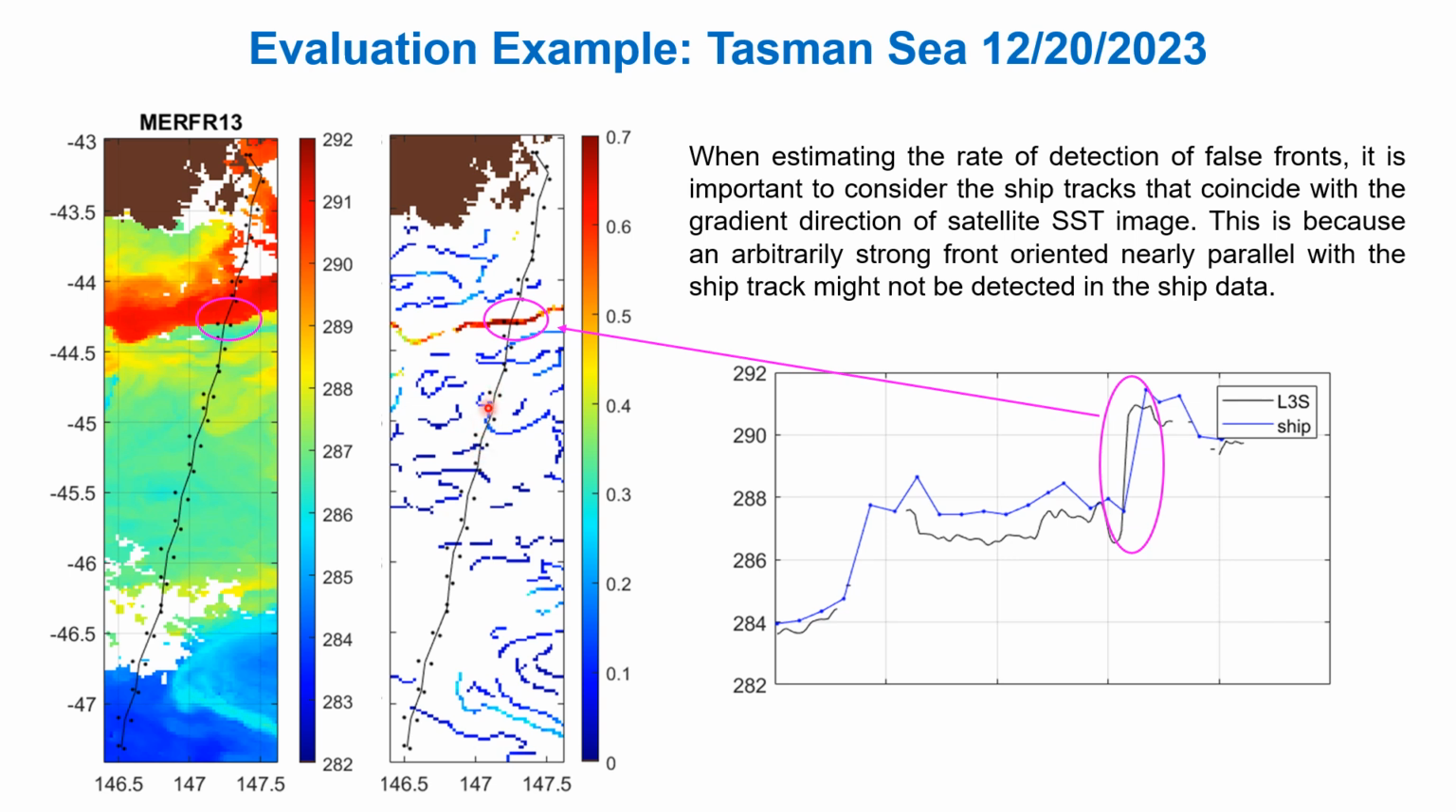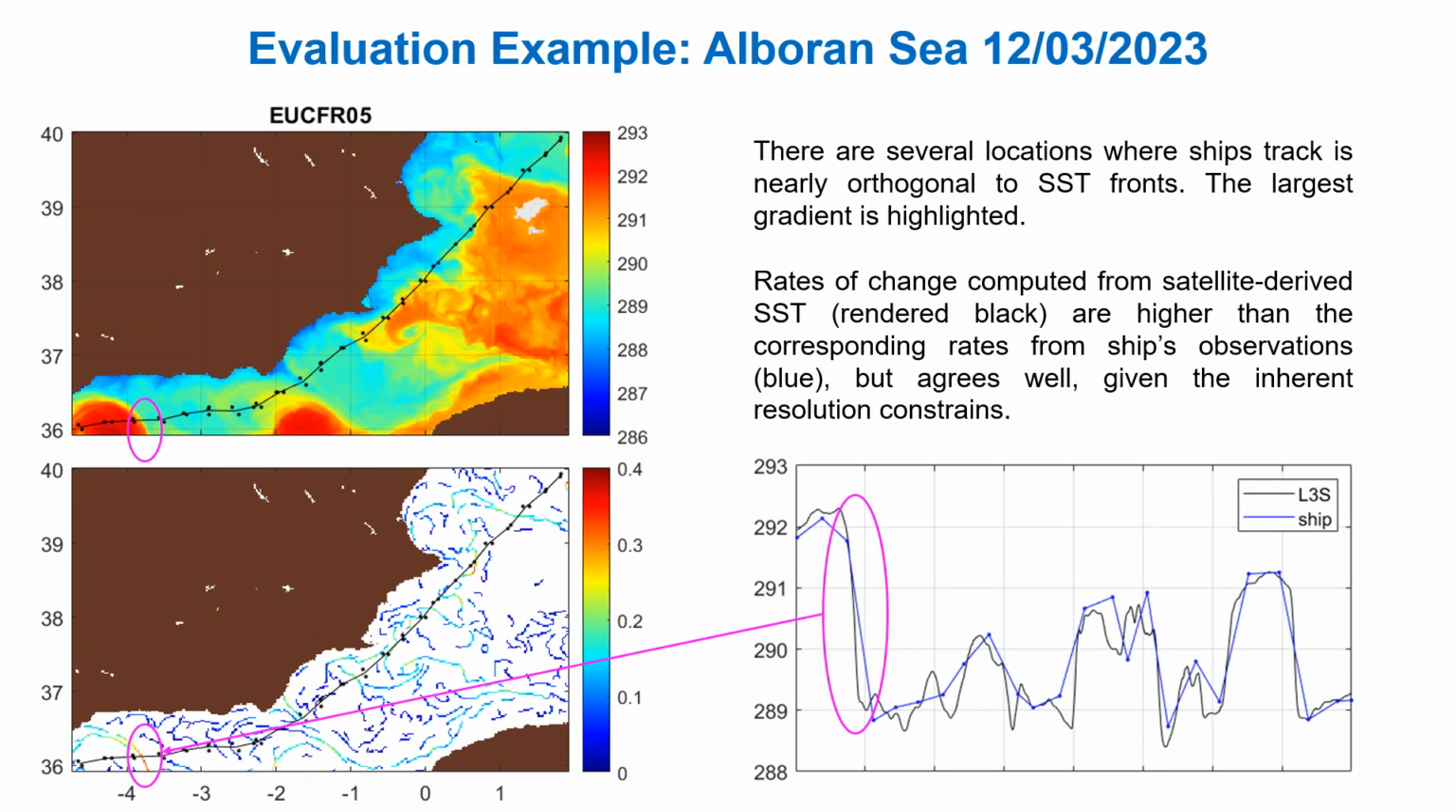So in this particular location, there might be no sign of presence of the front, judging from the ship's data. The second example is from Alboran Sea on December 3rd, 2023. There are several locations where ship track is nearly orthogonal to the SST fronts in this case. The largest gradient is highlighted.